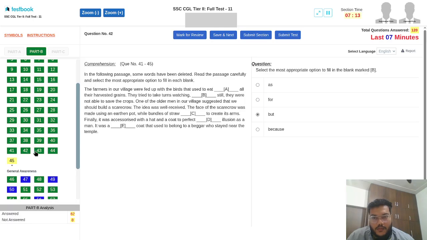Lowy was used to create a round. Finally, it was accessorized with a hat and coat to perfect its illusion as a man. It was a brown, tattered, old coat. Brown, tattered, old.